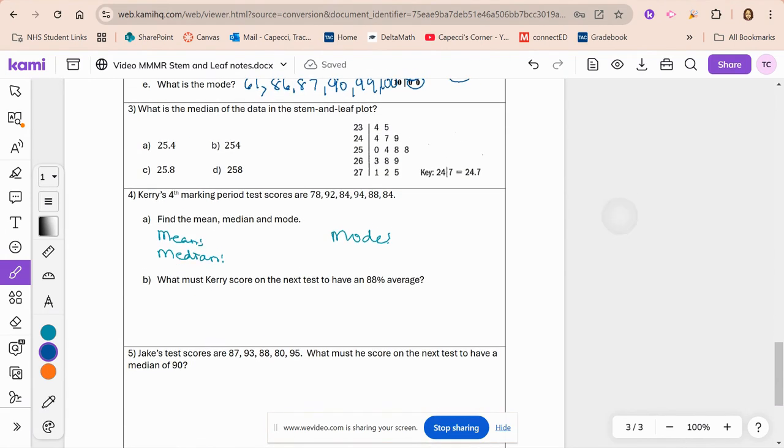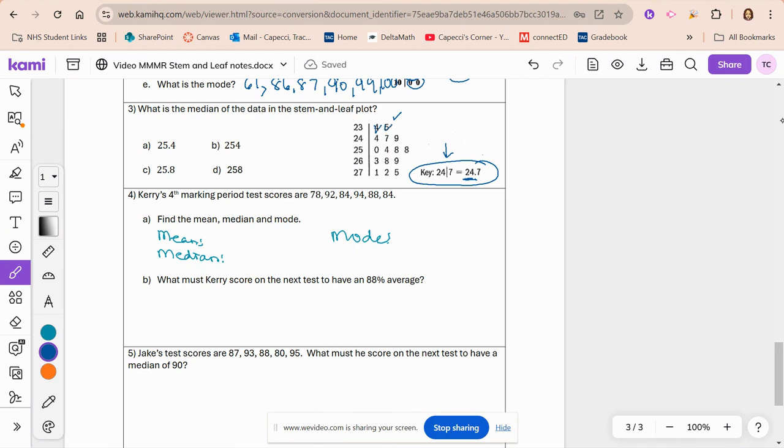Okay, looking at the next one, it says, what is the median of the data in the stem and leaf plot? So again, the thing about this one that's a little bit different, look at the key. I always have 1 digit in my leaf part, but my stem part, it's not listed as 247. It would be 24.7. So they're giving you an example there.